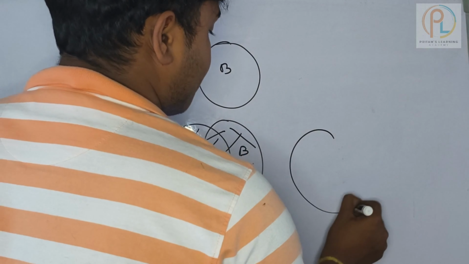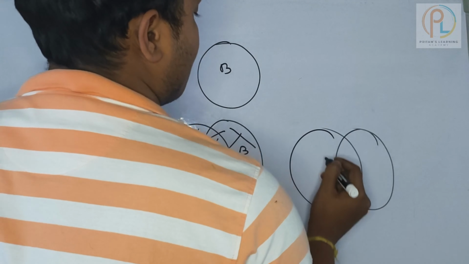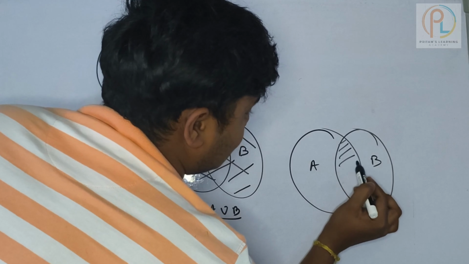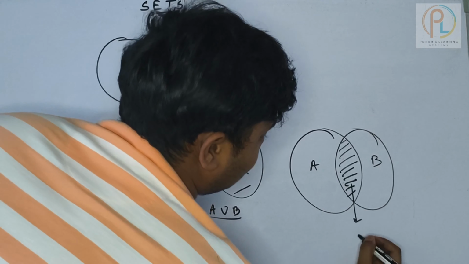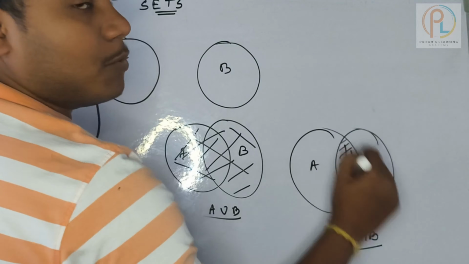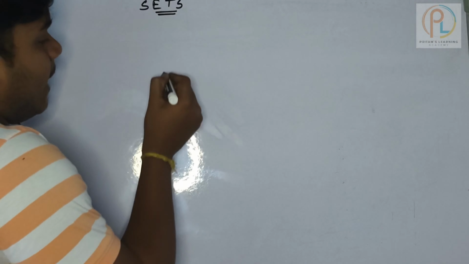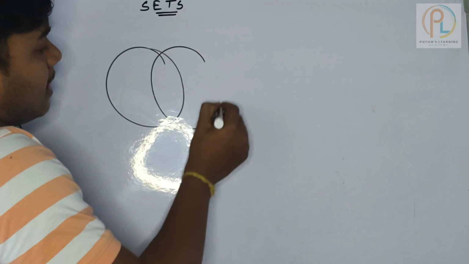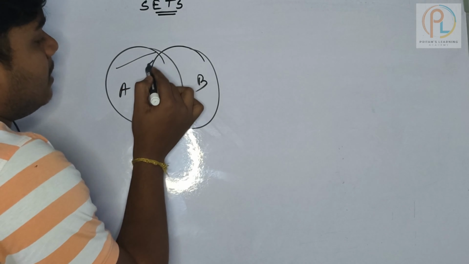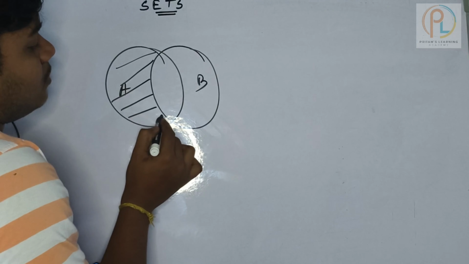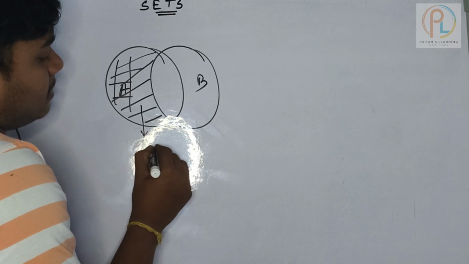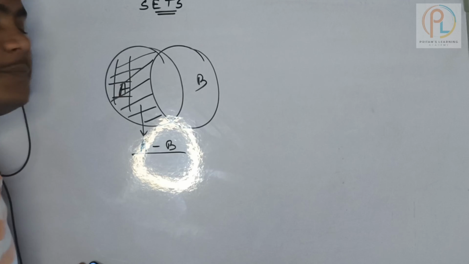And if it is A and B, only the common part, that means only this part is called A intersection B, because this is the common part. And if this is set A and this is set B, only this part which is not overlapped with B is said to be A minus B.